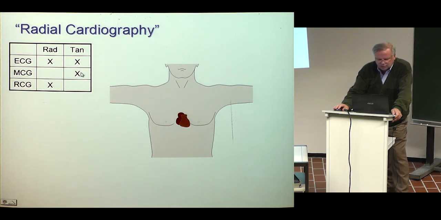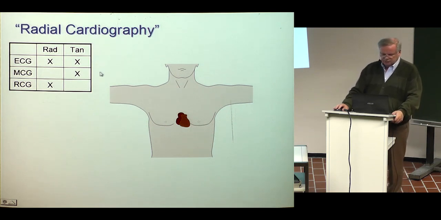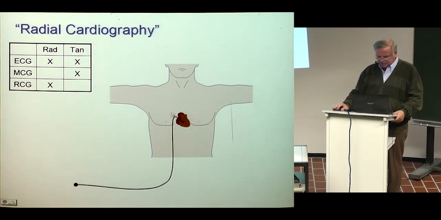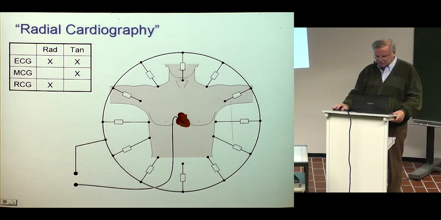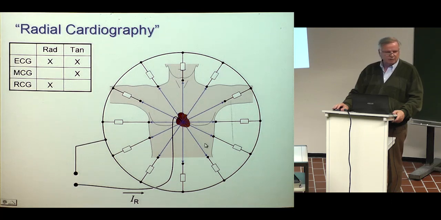Now I ask you, how would a lead system look which detects only radial current sources, which is called radial cardiography? How would it look like? If you go to the shop to buy a radial cardiogram, they don't sell you one because they don't exist. But I just ask you, do you have any idea how to detect only the radial components of the cardiac source? The lead field must flow radially. It's not so difficult. You place one electrode with a catheter in the center of the heart, and then electrodes all around on the body, and the lead field is flowing radially. That's how it looks like. But you don't find such a device.